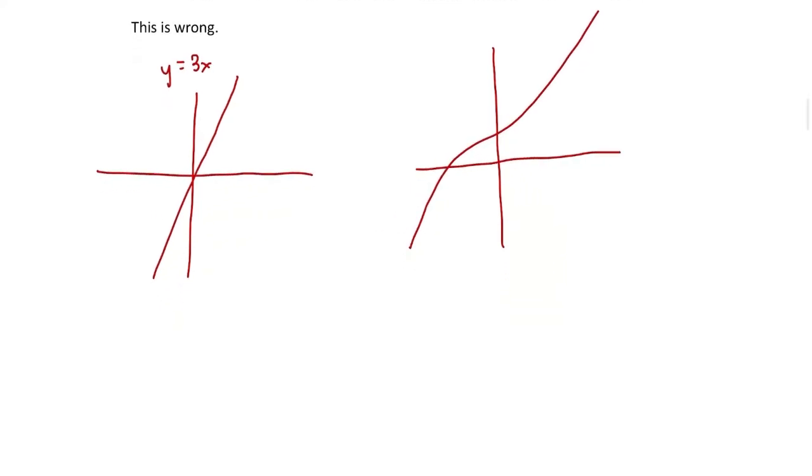Even a linear equation is not necessarily going to be direct variation. So something like this, it has the form y equals mx plus b, but the b is not 0. So this is not direct variation.